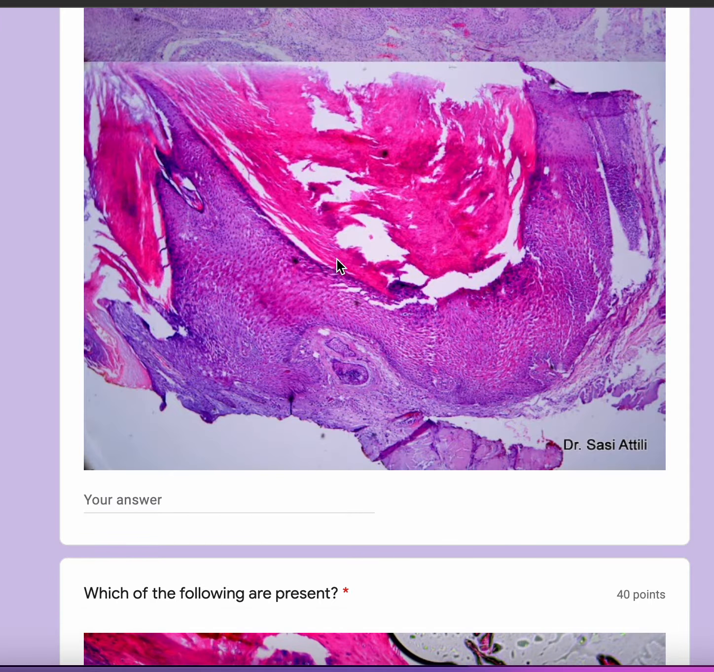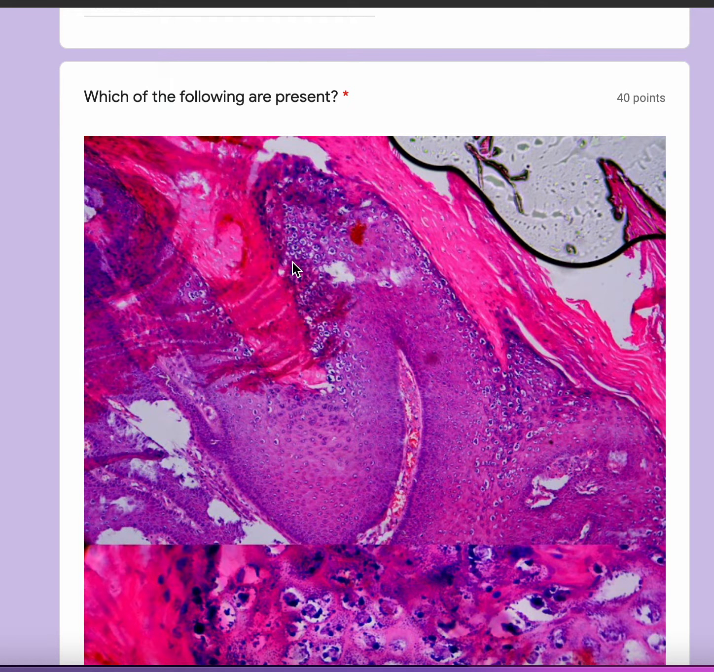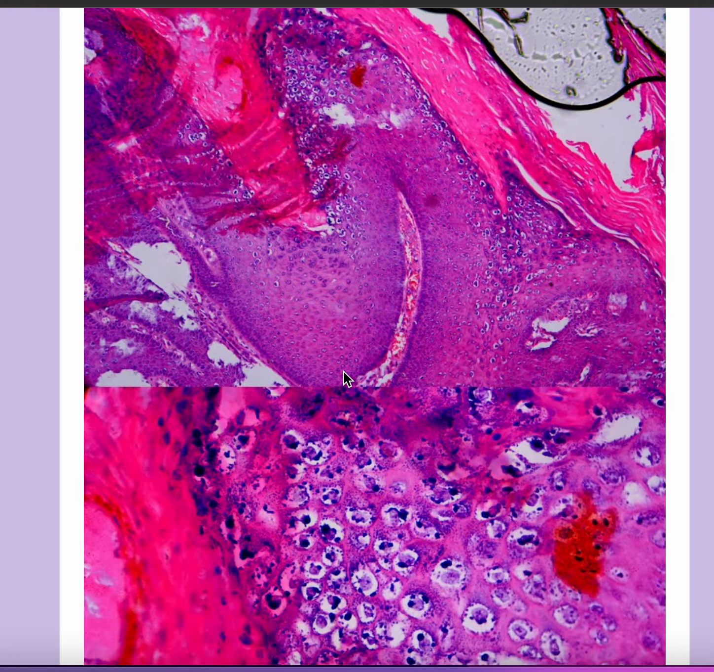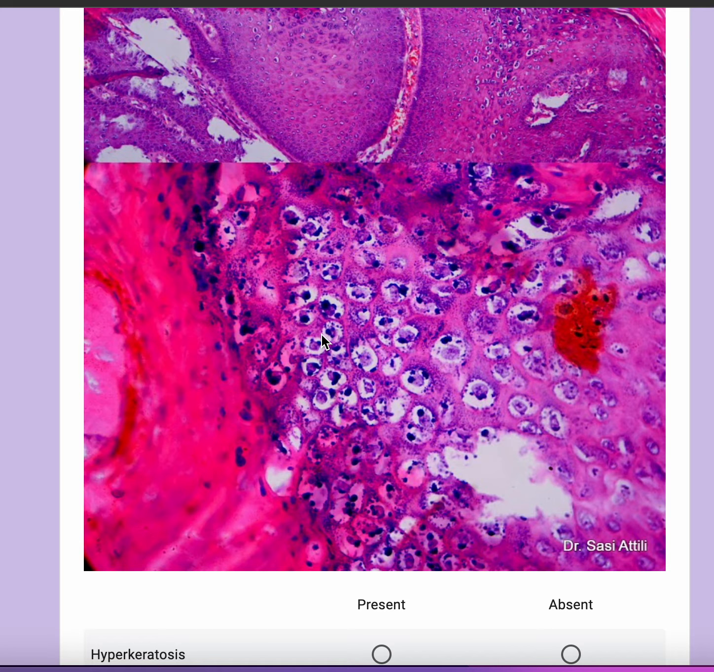Okay, you see mild hypergranulosis, and if you look at higher power, you are seeing some parakeratosis here. You see these nuclei, you're able to see them, compact hyperkeratosis, parakeratosis. The granular layer is thickened, you can see this here, and you can see these koilocytes, and these are typical koilocytes. It can't get any more typical than this.